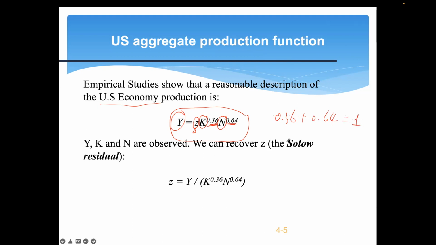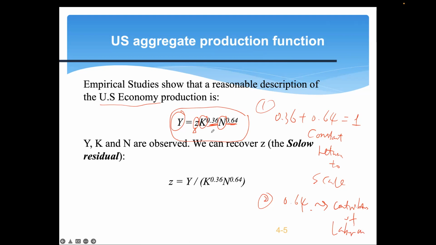Actually, this we call constant return to scale. Okay, this is number one. Number two, this is 0.64 and 0.36. It just tells us we can interpret the contribution of labor on production. This is the contribution of labor. And similarly, 0.36 is the contribution of capital in production.